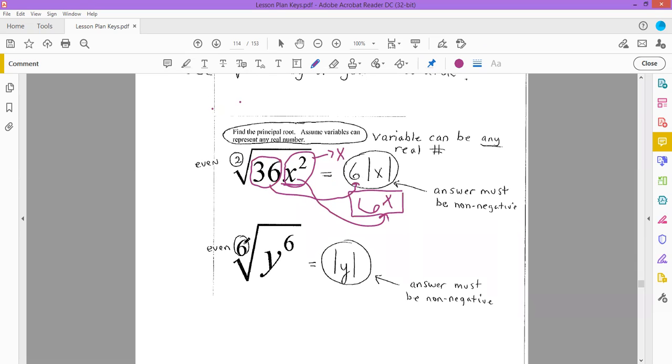In the next example, we're asked to find the sixth root of y to the 6th power. So now we're trying to find out how many sets of 6 there are in y to the 6th power. And there's only 1. So our answer is going to be y. Notice when our roots were even, our solutions were positive.